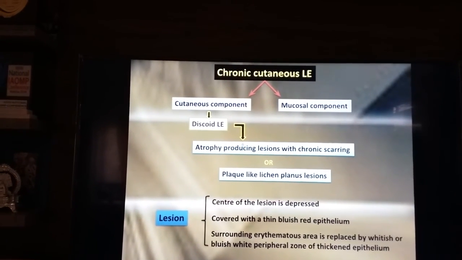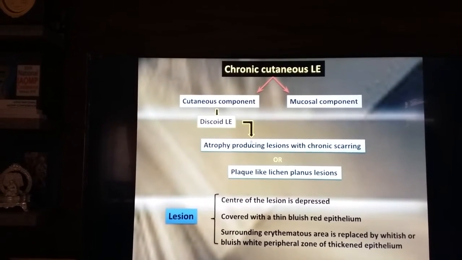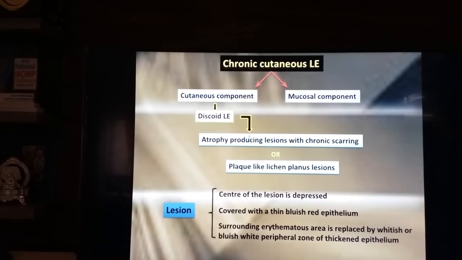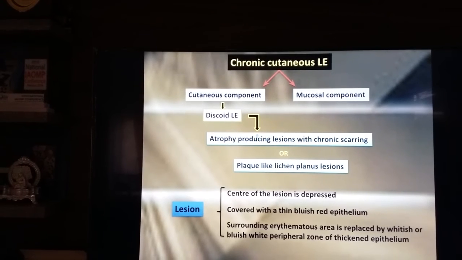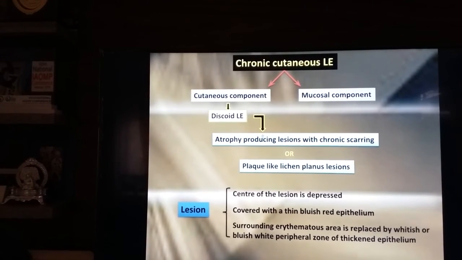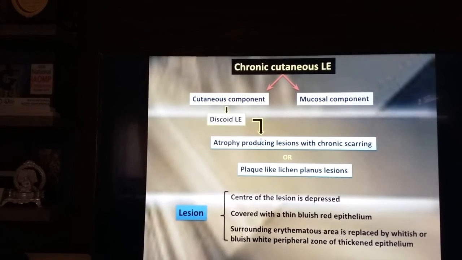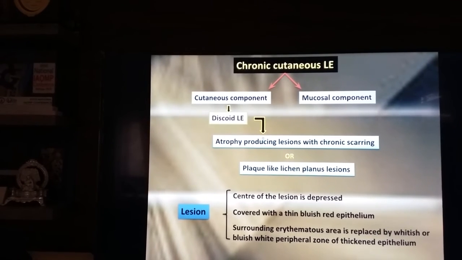Now, chronic cutaneous lupus erythematosus could be of different types. It could be a component of mucosa, or a component of skin. We call it discoid lupus erythematosus when the lesion occurs in the skin, leading to atrophy and chronic scarring. Or it could be a plaque-like, thick lichen planus lesion which could be present.